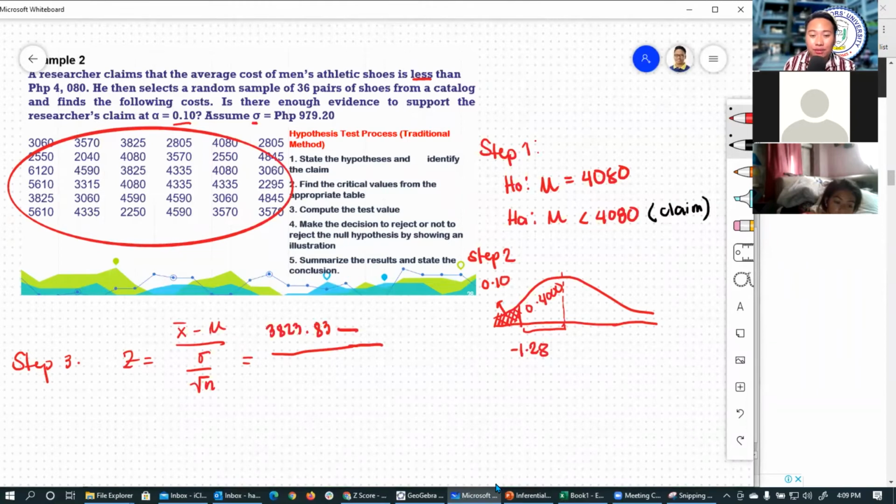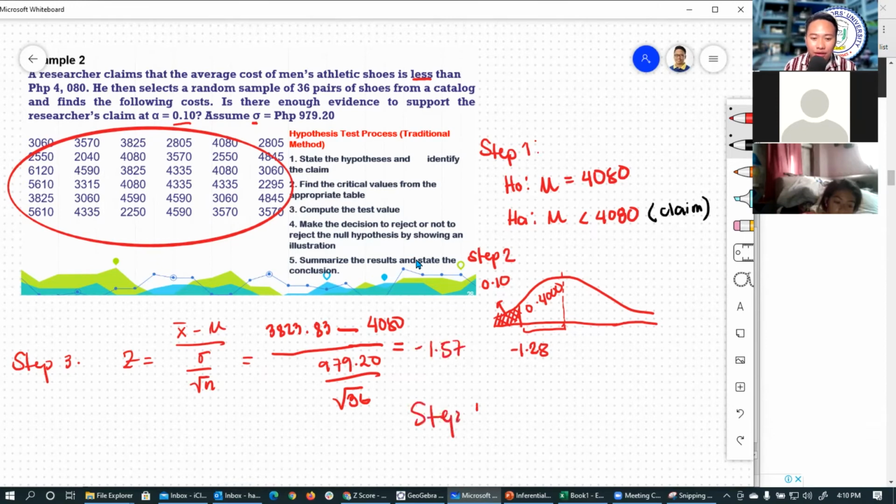So 3,823.83 minus the population mean, 4,080, over the standard deviation of 979.20 over the square root of 36. Please let me know what's the answer. The answer is negative 1.57. Perfect. Now, to step 4, guys.